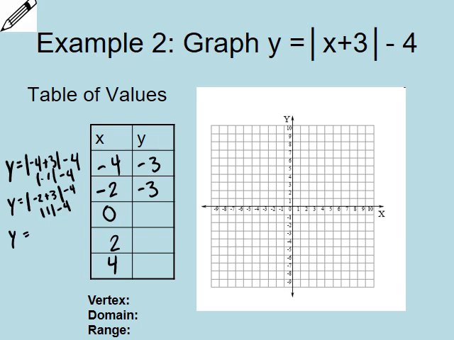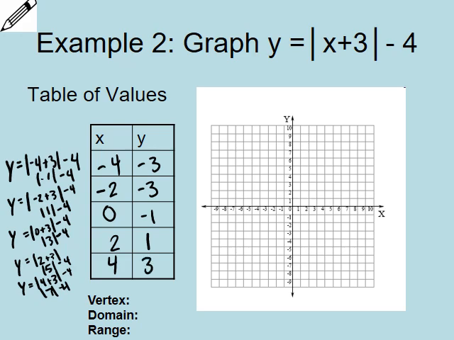Let's take a look at our 0. If I plug in 0, 0 plus 3 is 3. The absolute value of 3 is 3. 3 minus 4 is -1. Plug in 2. The absolute value of 2 plus 3 is 5. The absolute value of 5 minus 4 is 1. And if I plug in 4, I want the absolute value of 4 plus 3, which gives me the absolute value of 7. The absolute value of 7 is 7. 7 minus 4 is 3.